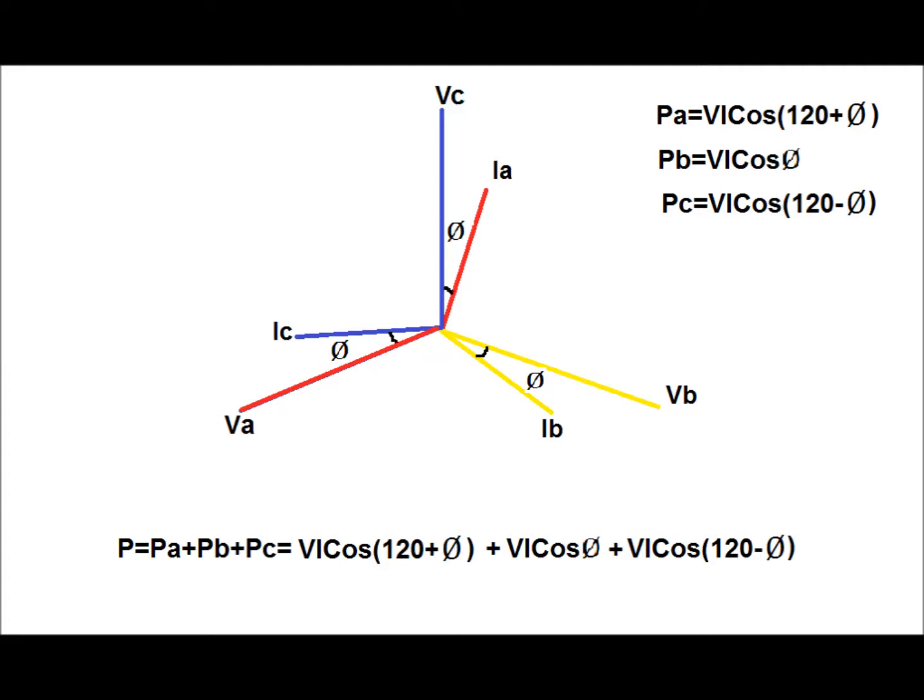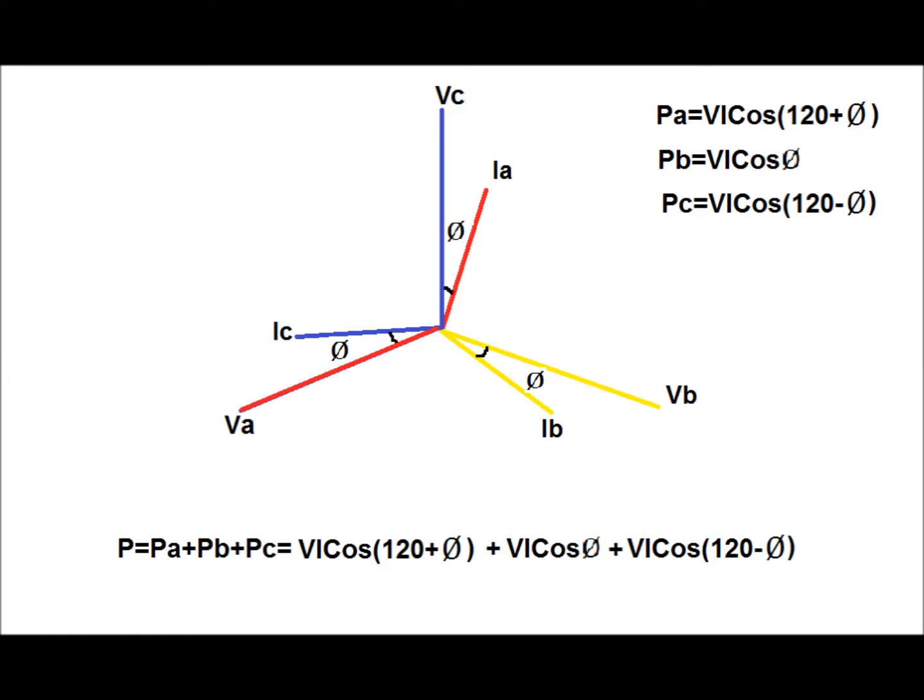Therefore, the measurement for red phase power is equal to VI cosine of (120 plus phi), and for PB it is VI cosine of phi, and for PC, the PT input is the red phase, that is, voltage input of the red phase and current input of the blue phase. It is nothing but VI cosine of (120 minus phi). Therefore, the three-phase power comes as P equal to PA plus PB plus PC, that is VI cosine of (120 plus phi) plus VI cosine of phi plus VI cosine of (120 minus phi).